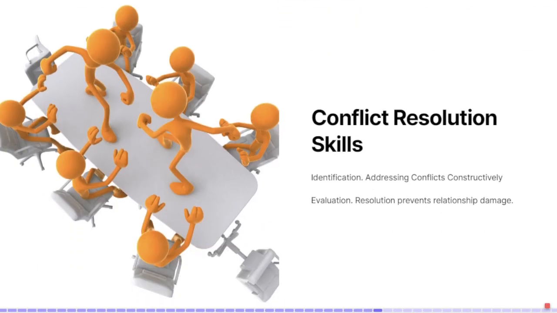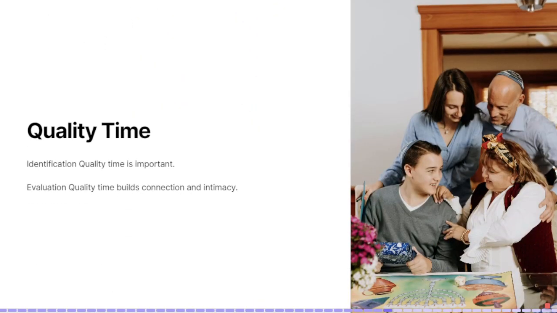For conflict resolution skills, since conflicts are inevitable, they are crucial and must be addressed, but they can only be seen as a constructive aspect of the relationship if they are addressed constructively. So effective resolution prevents damage to the relationship. For quality time, meaningful time together is vital, and quality time fosters connection and intimacy.